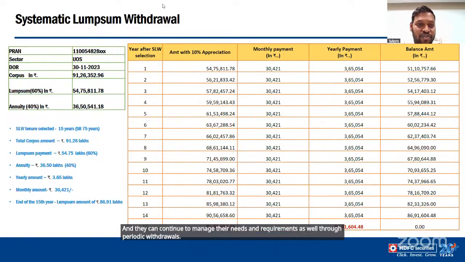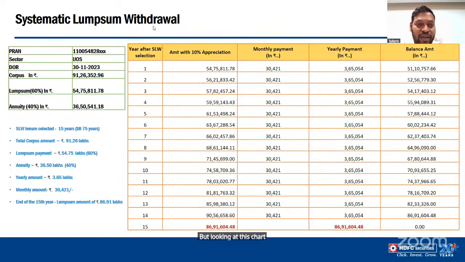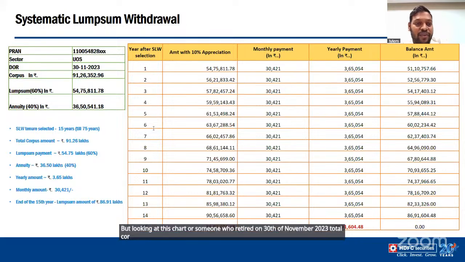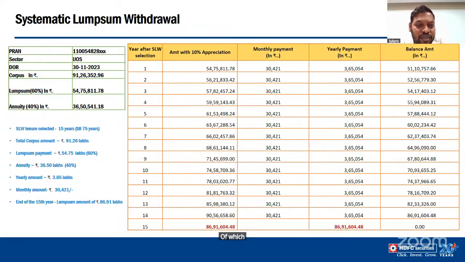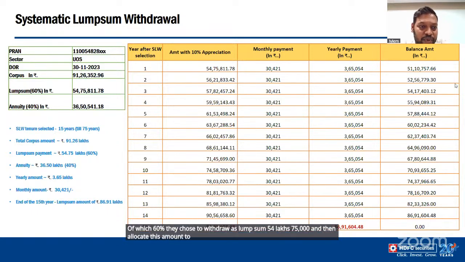Now, looking at this chart, someone who retired on 30th of November 2023, total corpus value was 91 lakh 26,000, of which 60% they chose to withdraw as lump sum, 54 lakh 75,000, and then allocate this amount to SLW. The balance, 40%, that is 36 lakh 50,000, they've used to purchase their own annuity plan and they're getting their pensions separately.